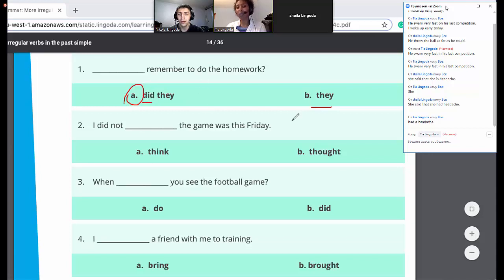But once you become fluent, then you can just ask, hey, they do their homework? They remember to do their homework? I can ask it that way, but here we're going to start with did until you guys understand. Okay, good. Number two, Sheila. I did not think the game was this Friday. Good. I did not think the game was this Friday. Good. Nikolai.